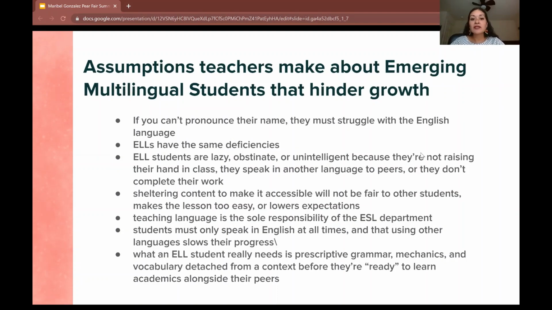So these are some assumptions that teachers make about emerging multilingual students that hinder growth. I share these assumptions because typically differentiation is reserved for students who are labeled as an English language learner, students who have an IEP, and even students who have been identified as an advanced learner. All of this tracking and all of these labels come with a set of assumptions that are reinforced by racism that occurs at the institutional and systemic level.